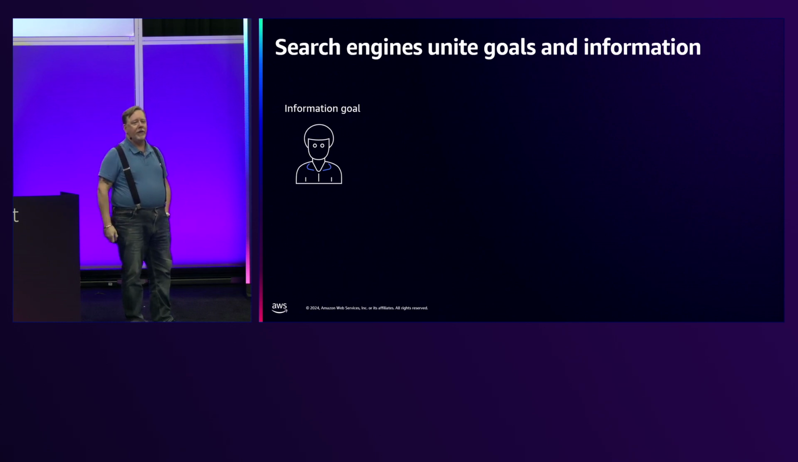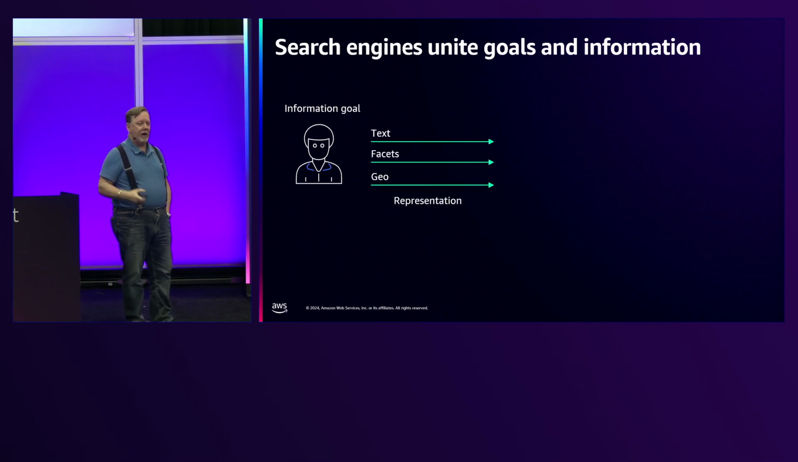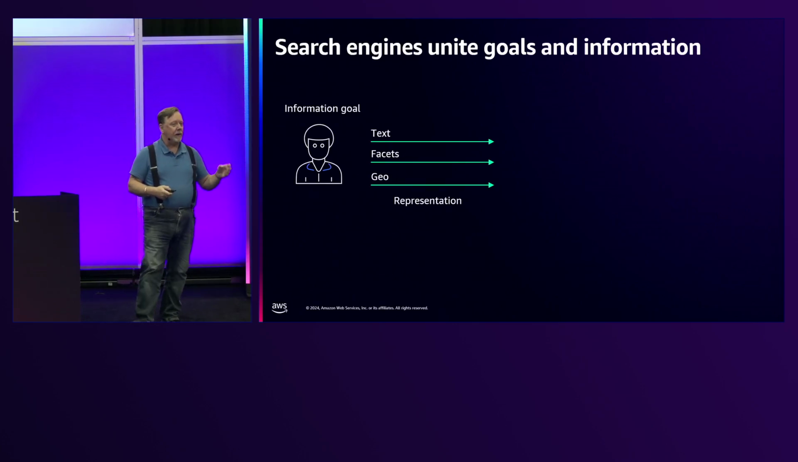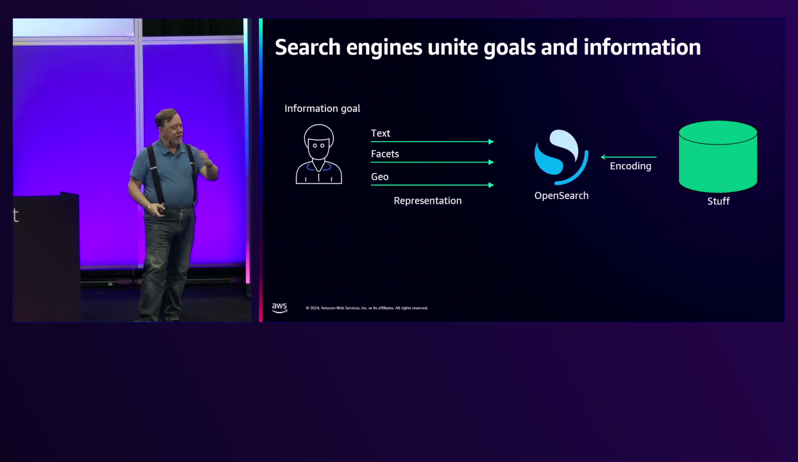So if we look at the whole search loop and how that works, I come with some kind of information goal. And I have this window to put my goal in, which looks like a text box, right? So I can write some text, I can click some facets, maybe I have some geolocation information that helps the search if I want to search near me. All of that information comes in to OpenSearch.